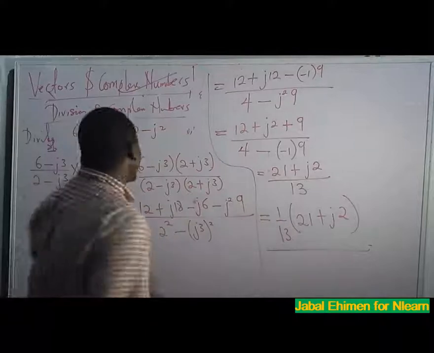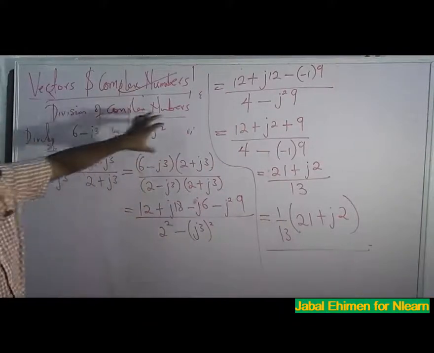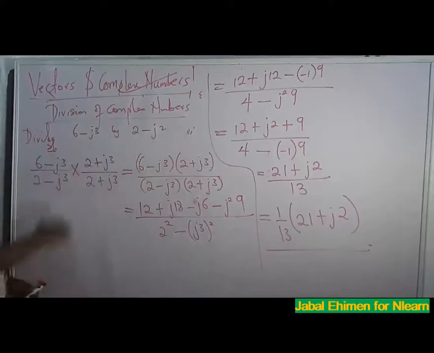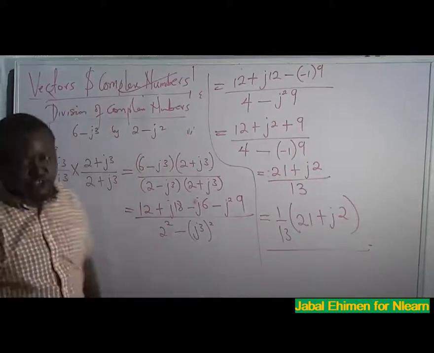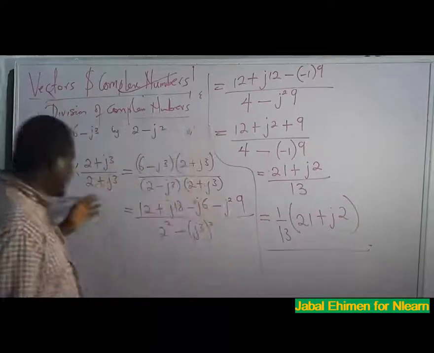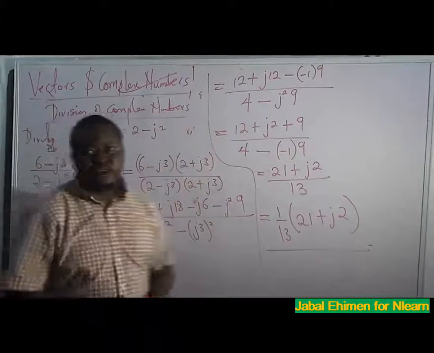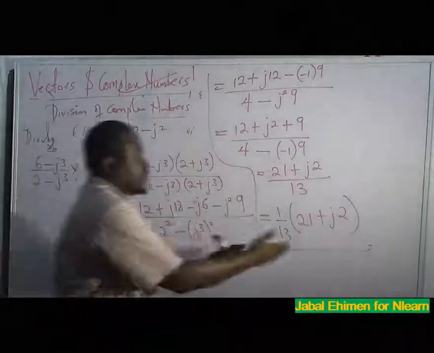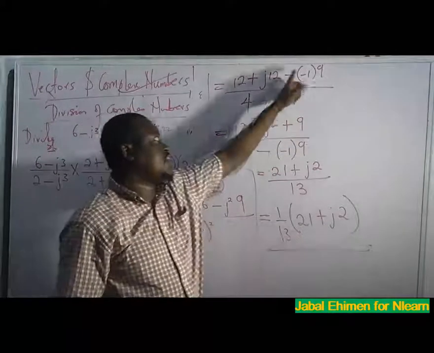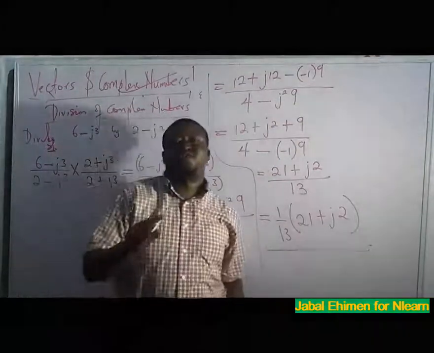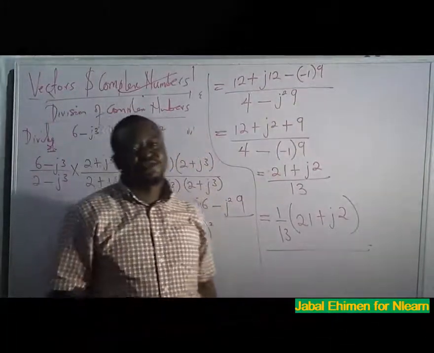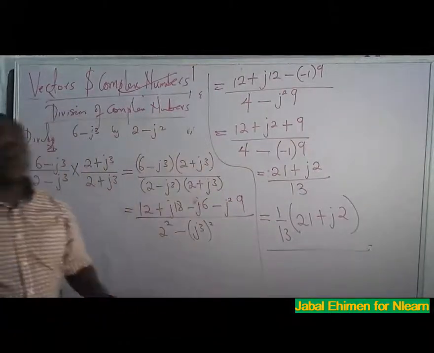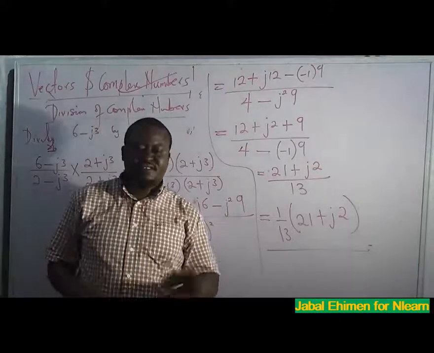Very simple. Always remember, immediately you are given a division, you rationalize it. That means multiply the numerator and the denominator by the conjugate of the denominator, and after doing that, you express your complex value. Don't forget, j squared is different from j2. j squared is minus 1. Good. That's simple enough to understand as division.